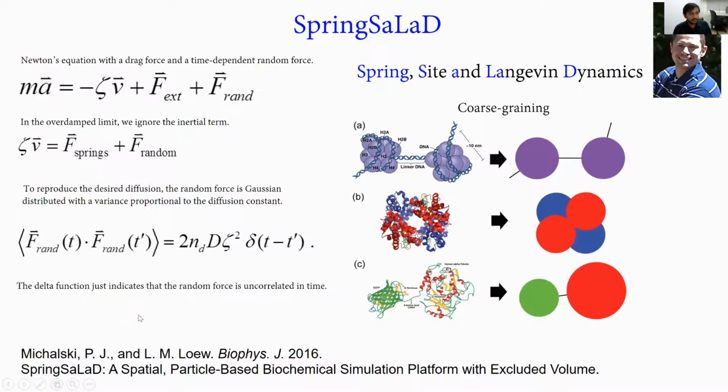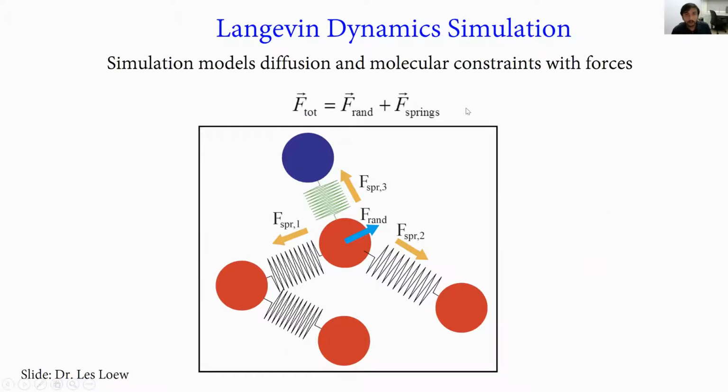And also the delta function is to say that the random force is uncorrelated in time. That's why it is random. So the force applied at time 1 should not be dependent on the force applied at time 2. So that delta function simply ensures that uncorrelation in that stochastic force term. So that's the basic idea of the Langevin dynamics, and that's what this third part stands for, the Langevin dynamics. And just to demonstrate the idea of Langevin simulation in a little more detail, how SpringSaLaD updates the position and how it takes care of the force.